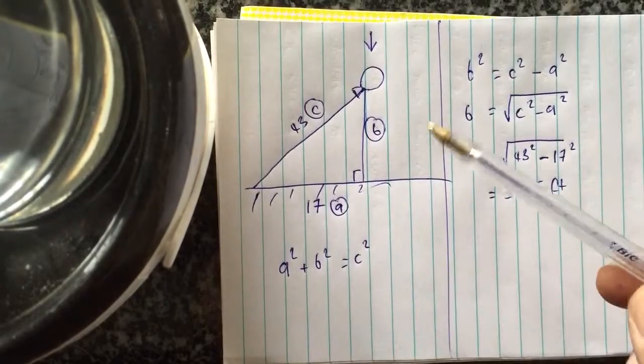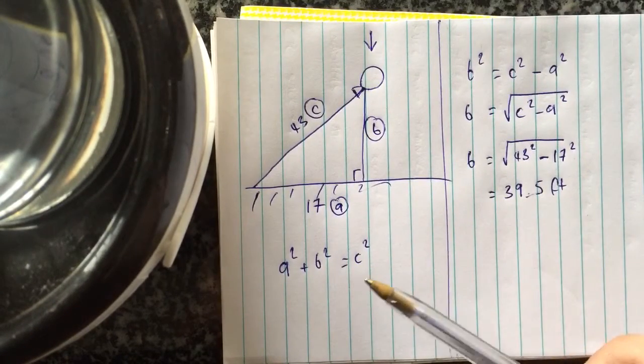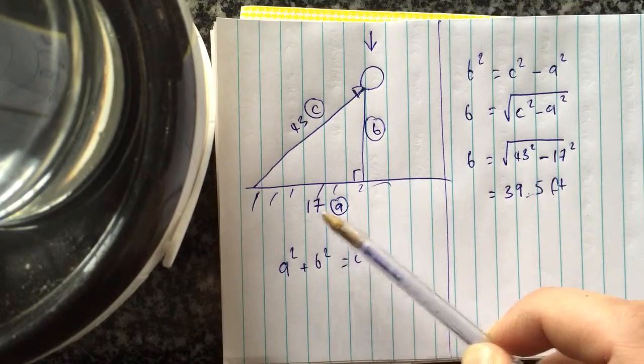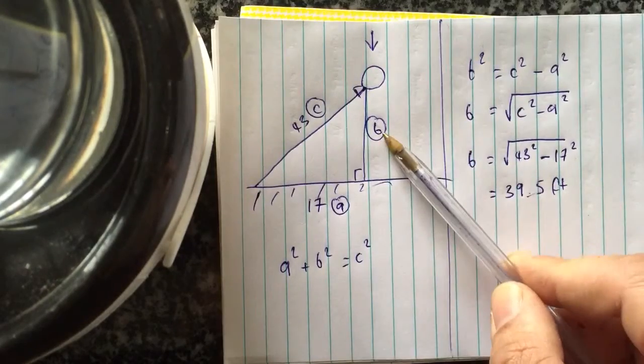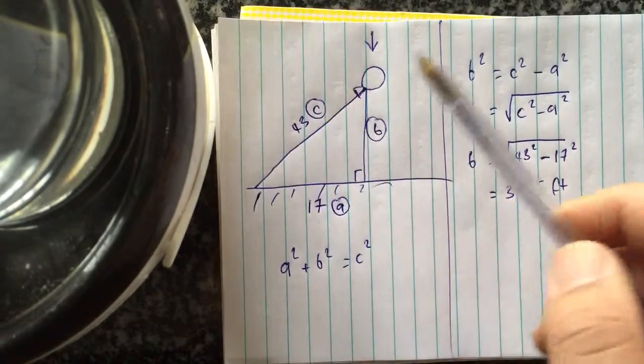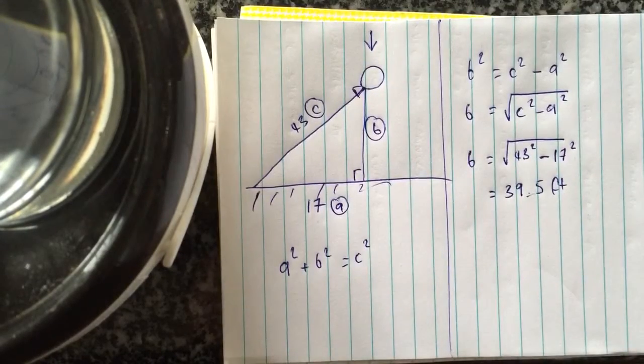And you can even do a little check to make sure you've got it right. If you do 17 squared plus 39.5 squared, and then find the answer, and then square root the answer, you should get 43. I've checked it, it works.